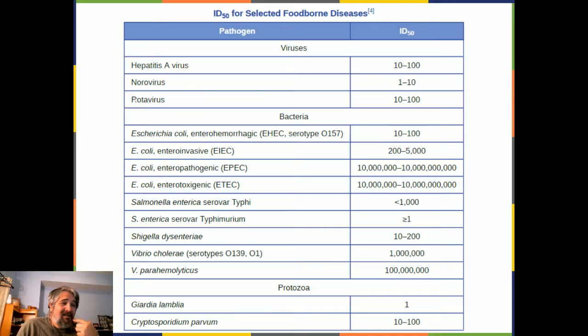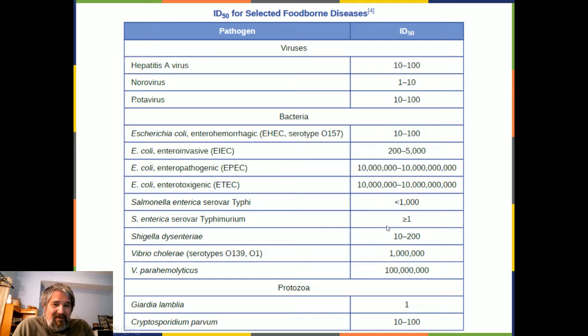But here's an example of what these things look like. So Giardia lamblia, which we haven't really talked about, a protozoan, just one. That's all you need. And Vibrio cholerae, it still takes quite a few cells to ensure infection in half the population. So yeah. Salmonella enterica, this particular serovar, is highly pathogenic as well. Okay.